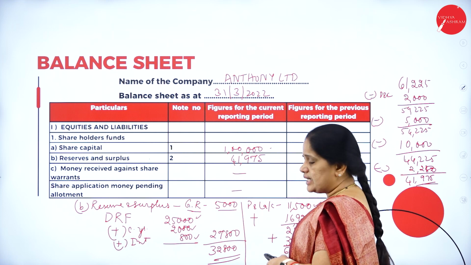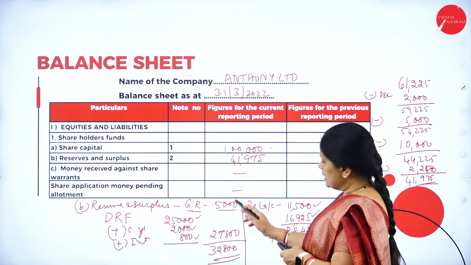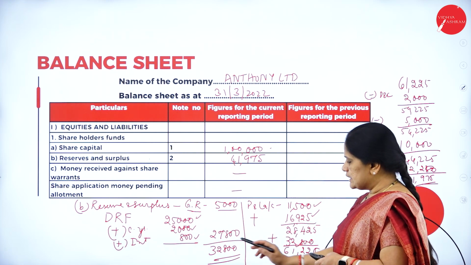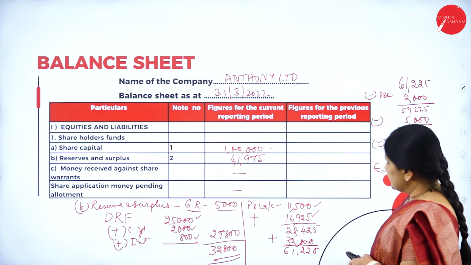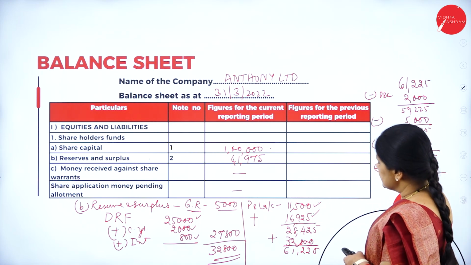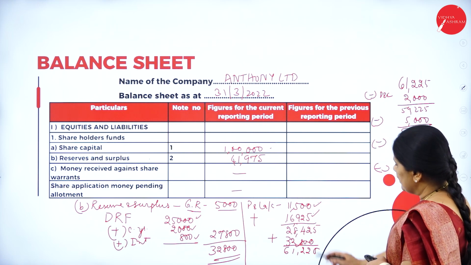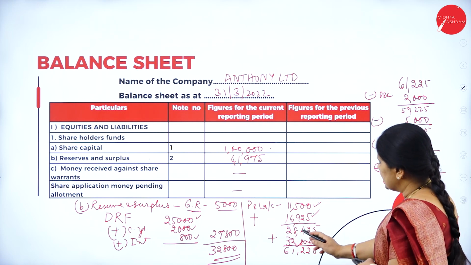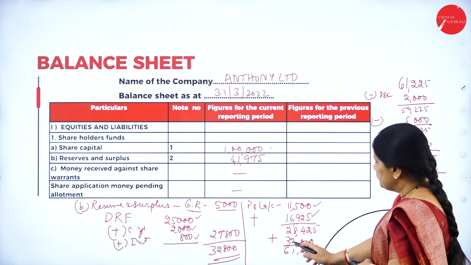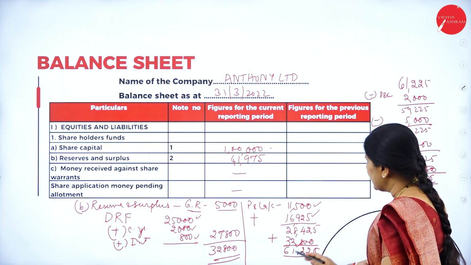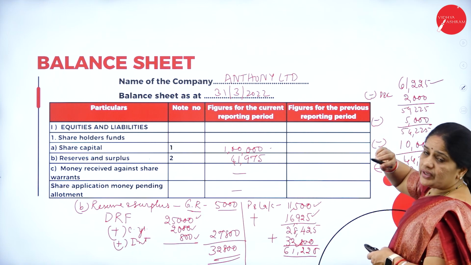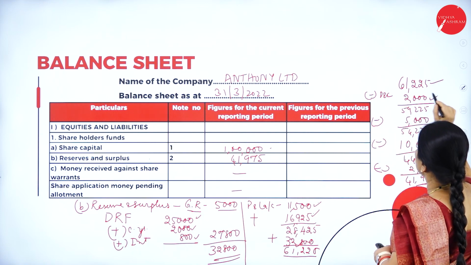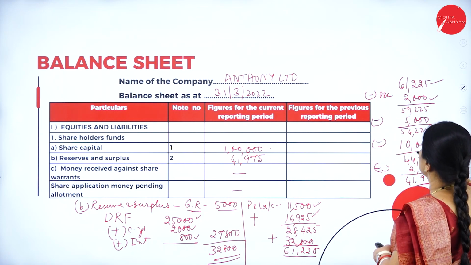Interest on debenture redemption investment 800. So when we add all this, we get 32,800. So last year's profit and loss account is 11,500. This year's is 16,925. When we add all this, we get 28,425 plus this 32,800. Totally I get 61,225. From the 61,225, I am deducting the debenture redemption fund 2,000.